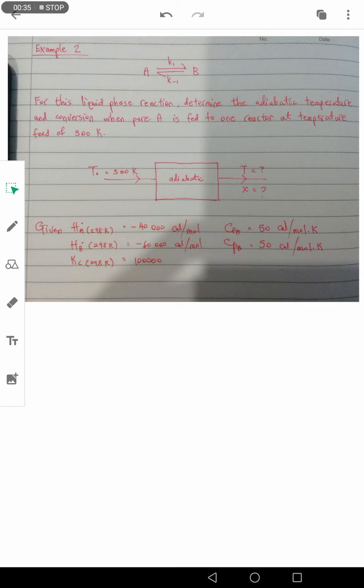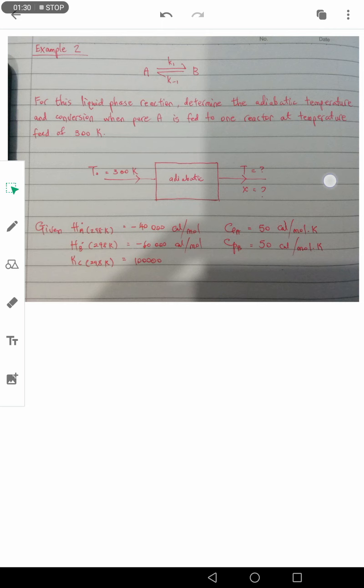So it's stated here, the reaction is liquid phase reaction. And this reaction is in adiabatic mode. So the question asks you to determine the adiabatic temperature when pure A is fed to one reactor at a temperature feed of 300 Kelvin. So meaning that this question asks you to find what is the final temperature after the reaction happens, and for that also this question asks you what's the conversion.